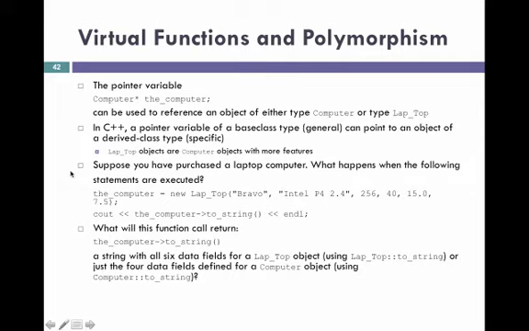So suppose you purchased a laptop computer, and what happens if you do the following? You take the variable the computer, which is a pointer to a computer instance, and we say new laptop, and we initialize it, and we make this assignment statement, and then we call the toString method on this variable. What will this function call return? Will we get a string with all 6 data fields using that laptop toString method, the one where we overrode the computer toString method? Or will we get just 4 data fields using the computer toString method?